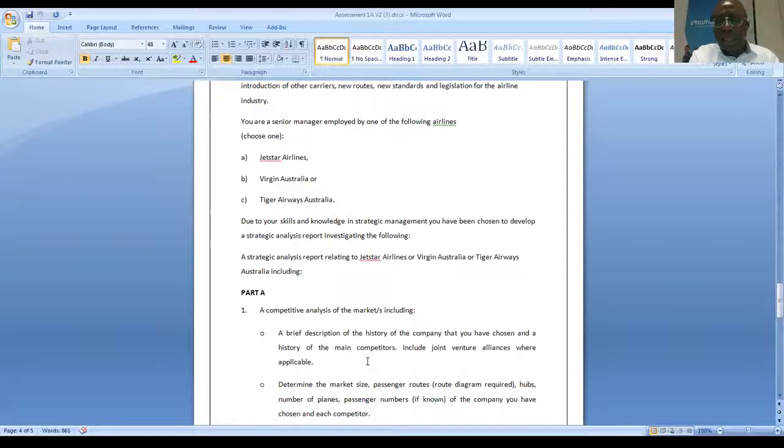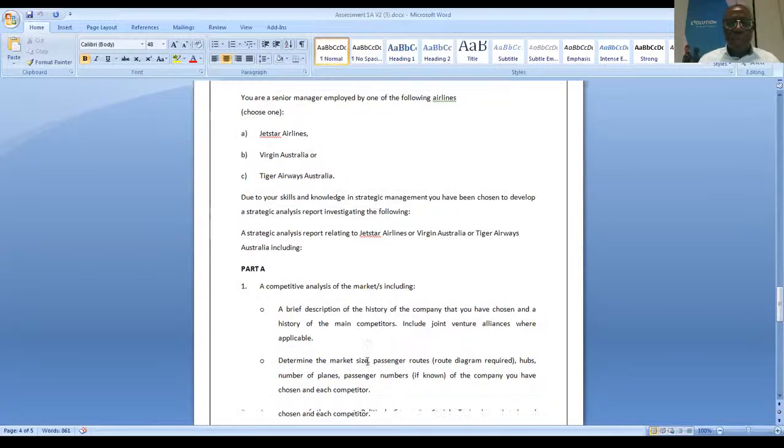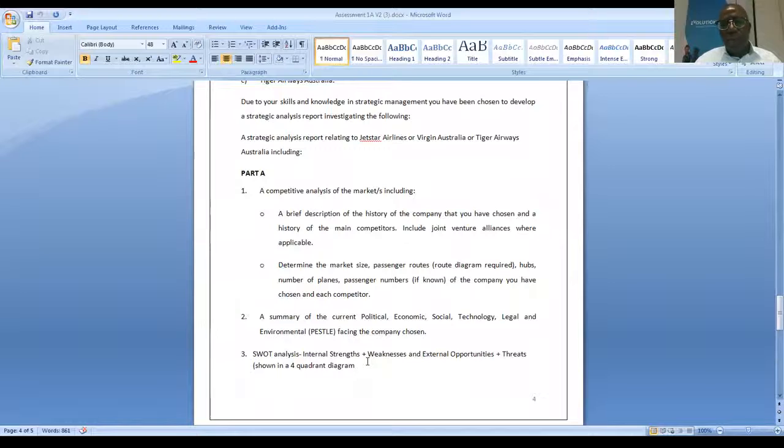and what routes does Jetstar have. So in this assessment, you have to actually give us a map route of where your chosen airline flies to. And we want to know who are their joint partners, who they joined with, who are their alliances. In flying, there's a Star Alliance where airlines belong, and who do they work with? How big is the market? Right? How big is the airline market? The passenger routes, we need to see them. Give us a diagram of a route diagram. You can go on the internet and Google, say, Virgin Australia, what is the route? Passenger numbers if known, and most of these details are in there.